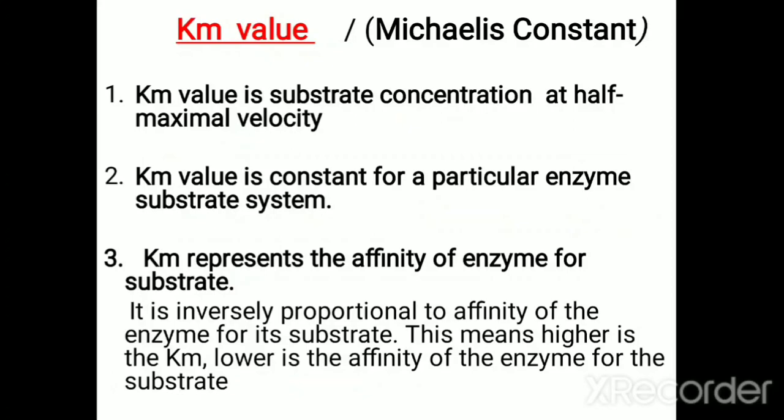The Km value has some significance regarding enzyme substrate interaction. The Km value is a constant for a particular enzyme substrate system, and this Km value represents the affinity of an enzyme molecule towards its substrate. It is an inverse relation. So it is inversely proportional to the affinity of an enzyme molecule for its substrate. If the Km value is higher, that enzyme molecule has the least affinity for its substrate. If the enzyme molecule has higher affinity, the corresponding Km value will be very low.